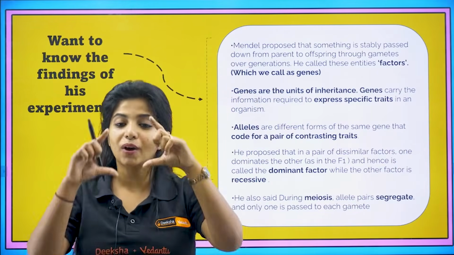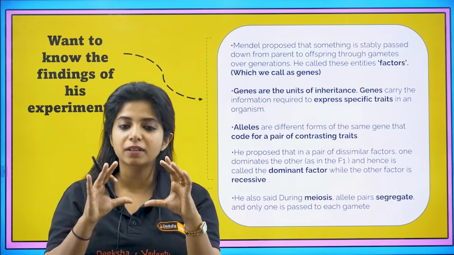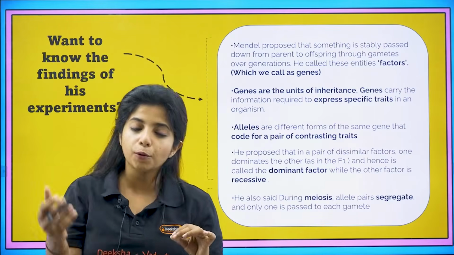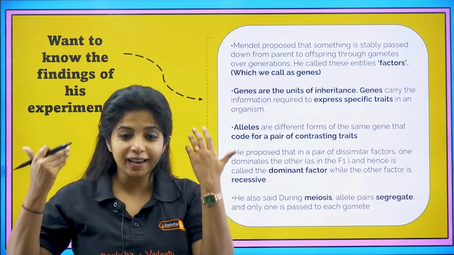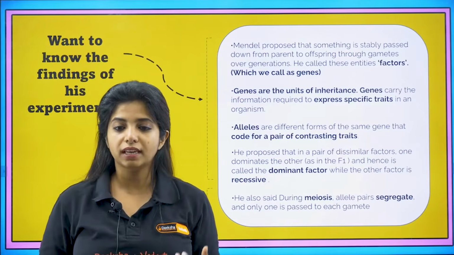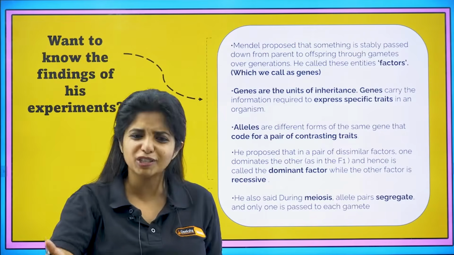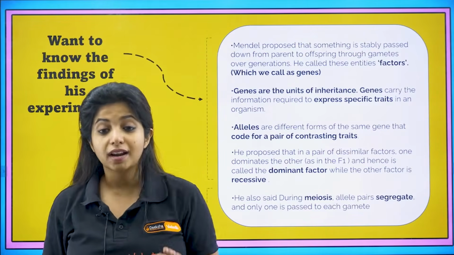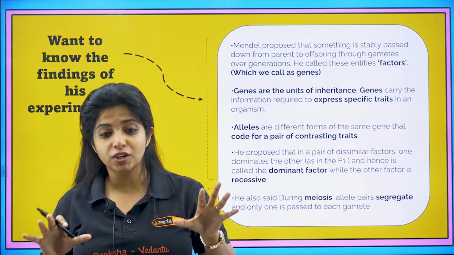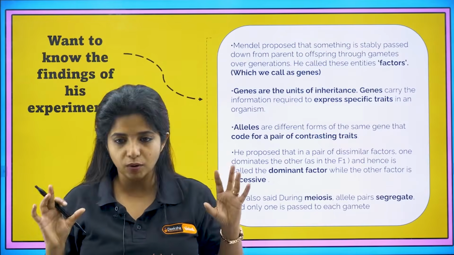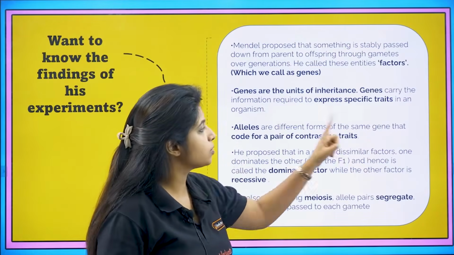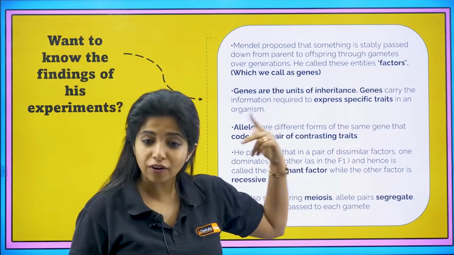So in the DNA, you have genes. These genes are nothing but segments that code for some proteins, and these proteins decide our character, which is why we say that genes are responsible for a specific trait, because they are responsible for the production of some proteins. But Mendel did not know about genes, so he used the term factors. Now, alleles are different forms of the same gene that code for a pair of contrasting traits.